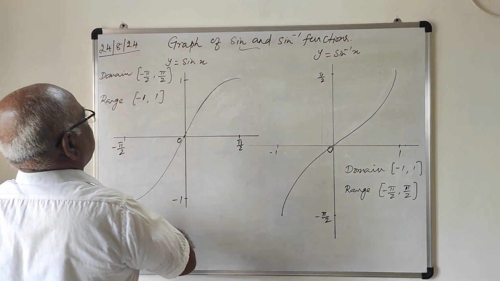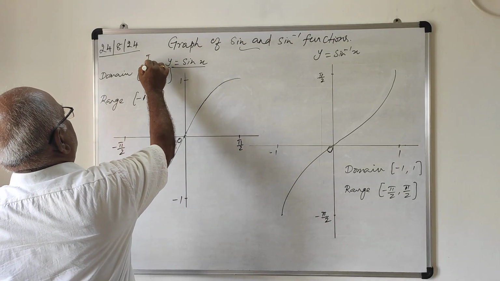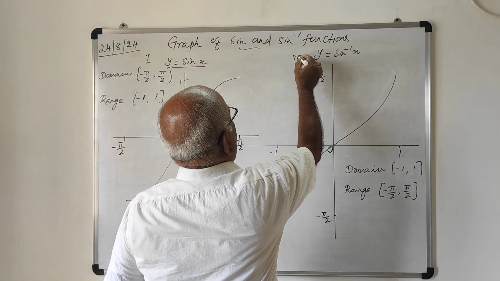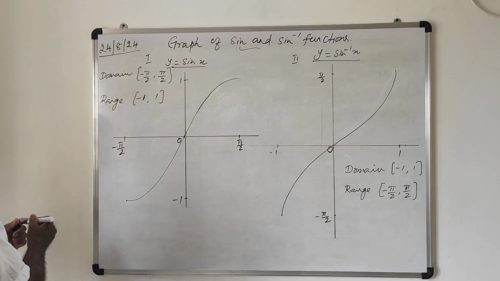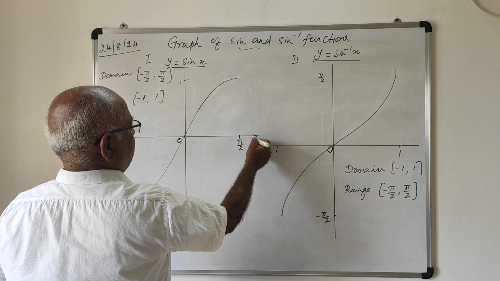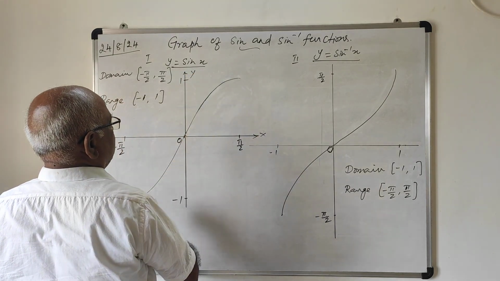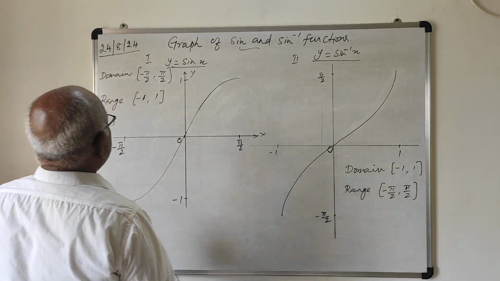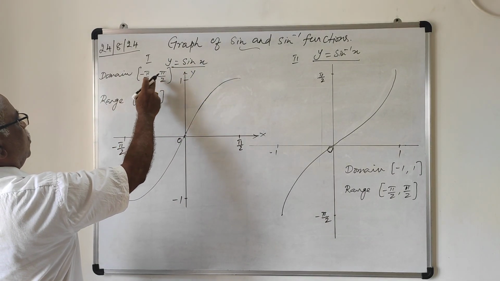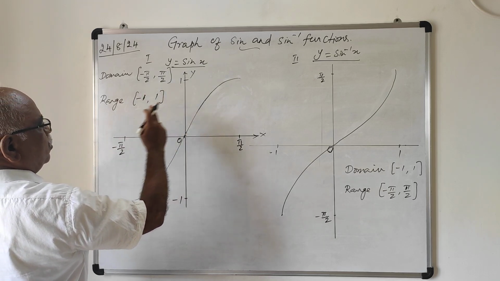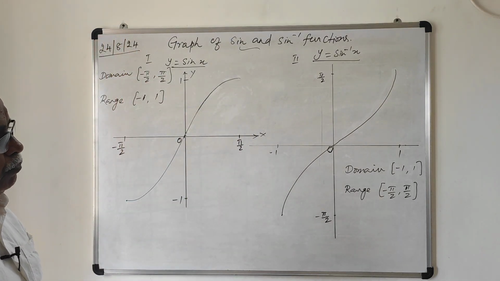See, this is y equal to sine x, the first graph. The first graph is y equal to sine x, the second graph is y equal to sine inverse x. So, this is x axis and this is y axis, origin. For y equal to sine x, you know the domain is minus pi by 2 to plus pi by 2. X axis indicates domain and y axis indicates range.